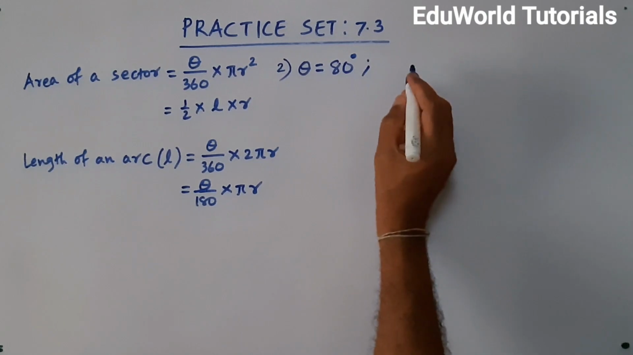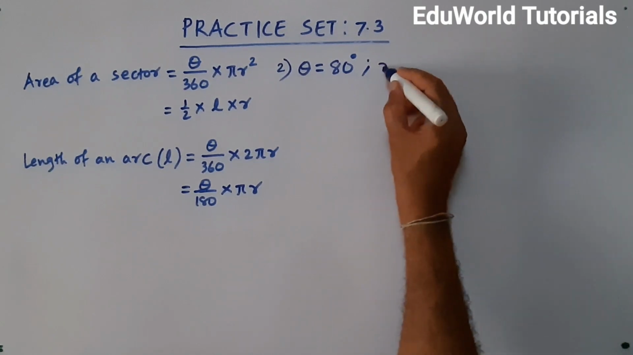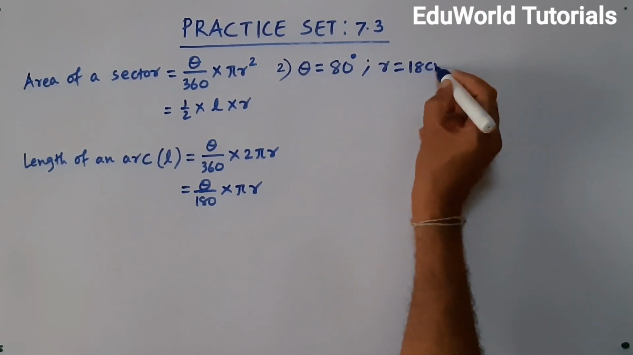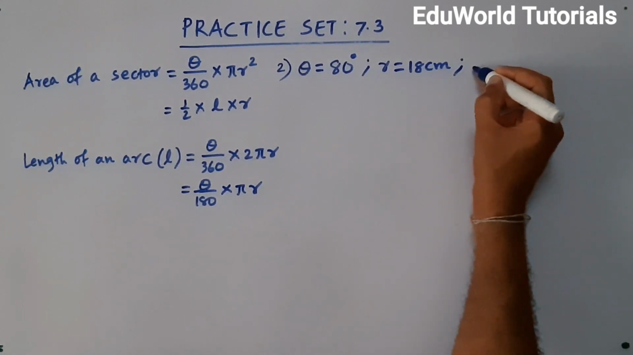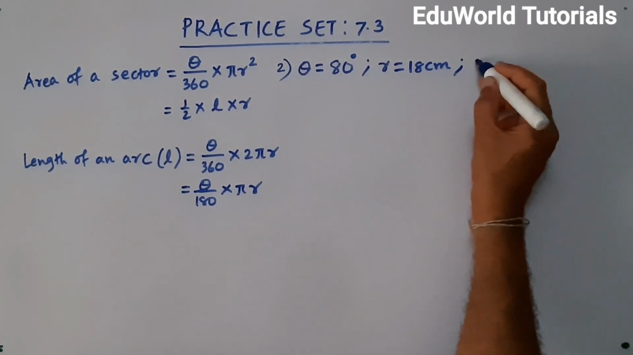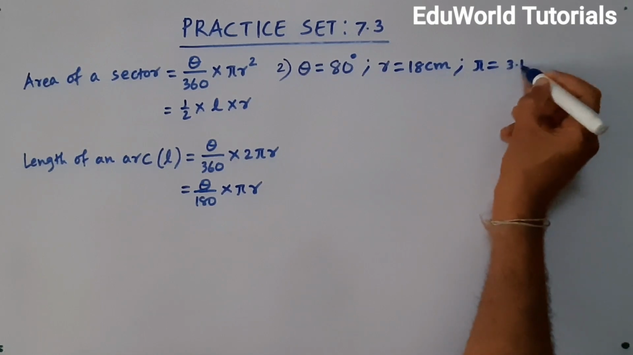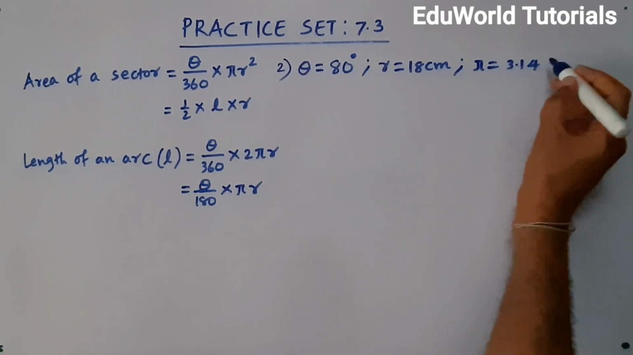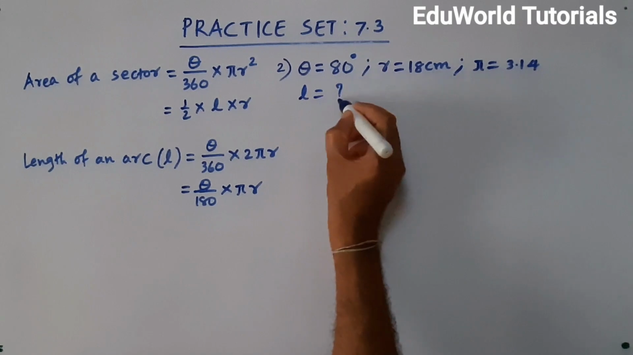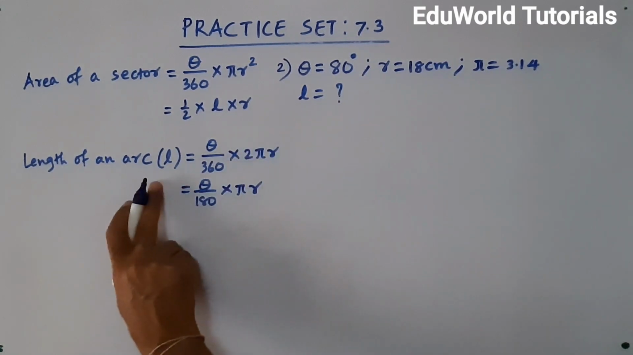Okay, and it is also said that the radius of the circle is 18 centimeter. So r is equal to 18 centimeter, and then they have asked us to find the length of the arc, where they have given pi is equal to 3.14. So this is given, and we have to find the length of the arc. L is equal to question mark. You understand what is L? L is the length of the arc.